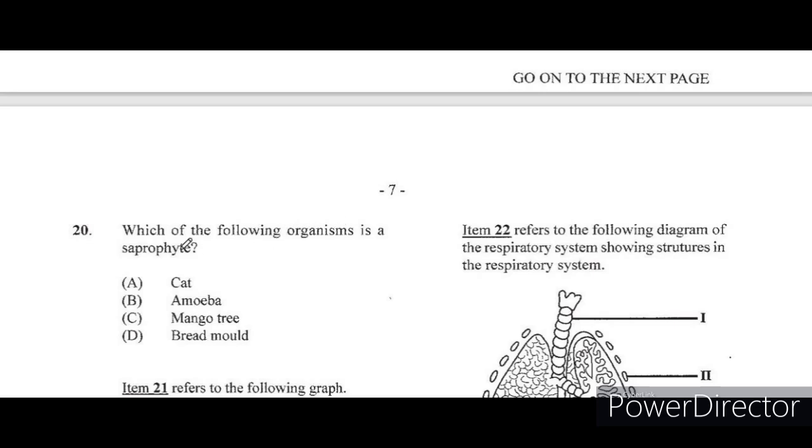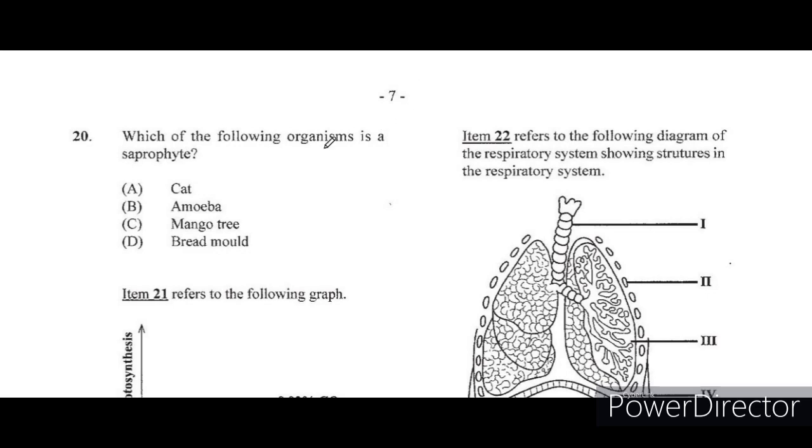Now, which of the following organisms is a saprophyte? Saprophytes are organisms that feed on dead and decaying material, so we consider those like bacteria and fungi. Cats, that's a heterotroph. Amoeba, that's a heterotroph as well. Mango tree, a tree is a plant, that's an autotroph. Bread or bread mold, that's fungus. So that would be your saprophyte.